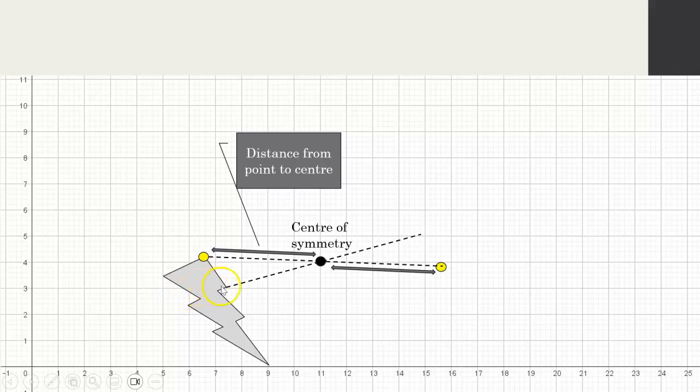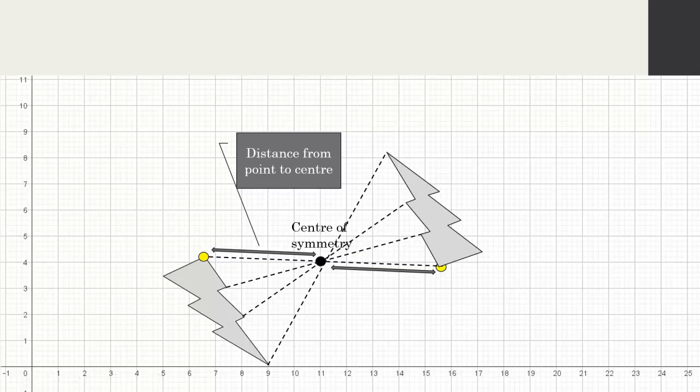Then do the exact same for this point here: go out a certain amount, then go out the exact same amount again. Then do it for another point, and for another point. Then you can just draw your image. Now you'll notice central symmetry always flips your object. So this is your lightning bolt and it turned upside down. But it's exactly the same. It's just flipped upside down. That's what we call central symmetry.